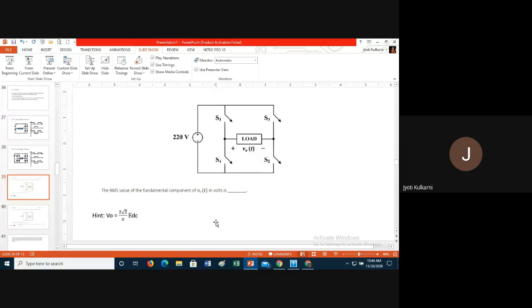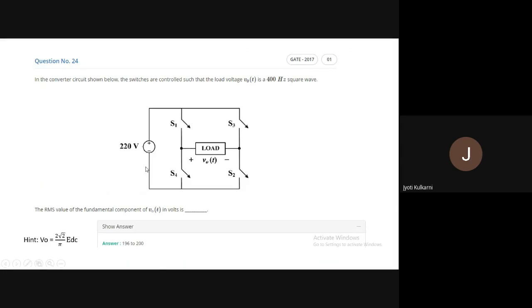So the answer is between 196 and 200. So your answer is correct. Okay, so the range of the answer is 196 to 200 and the exact answer is 198. Okay, so everybody got the question. Now we will see the next question.